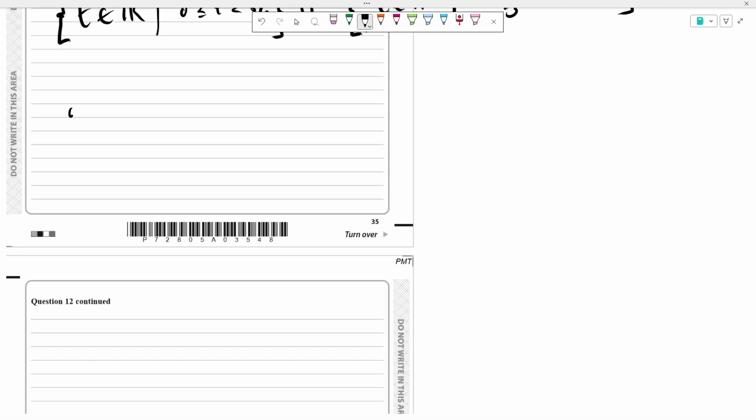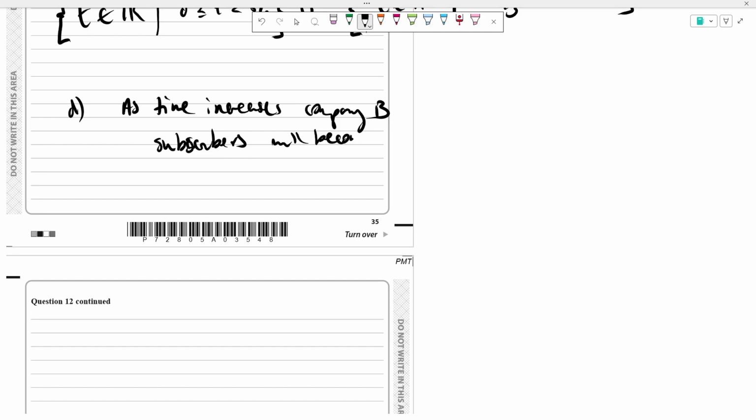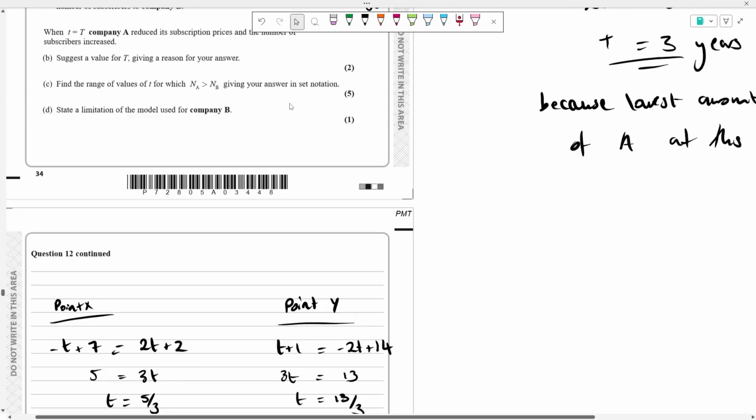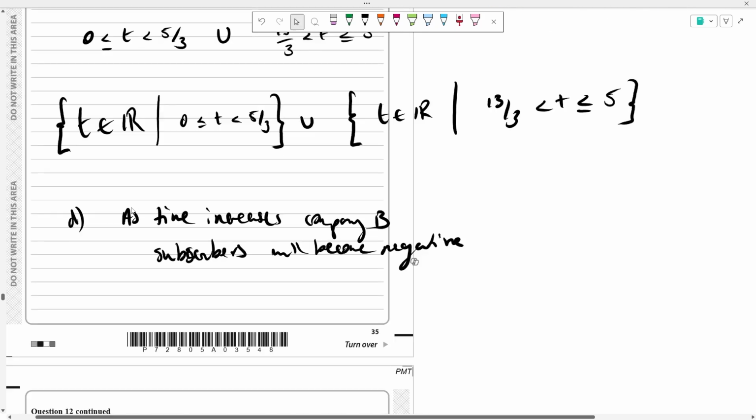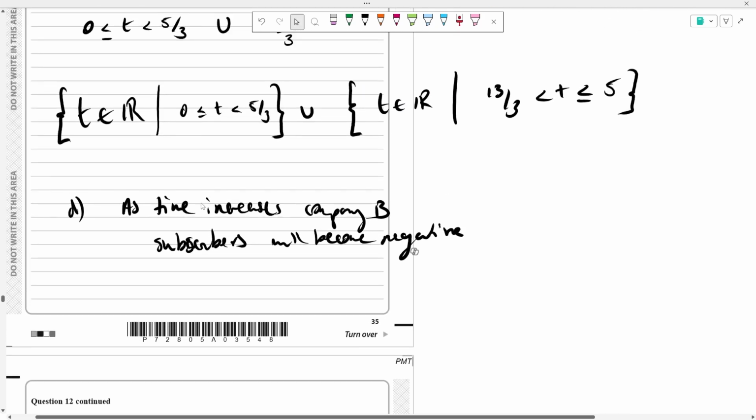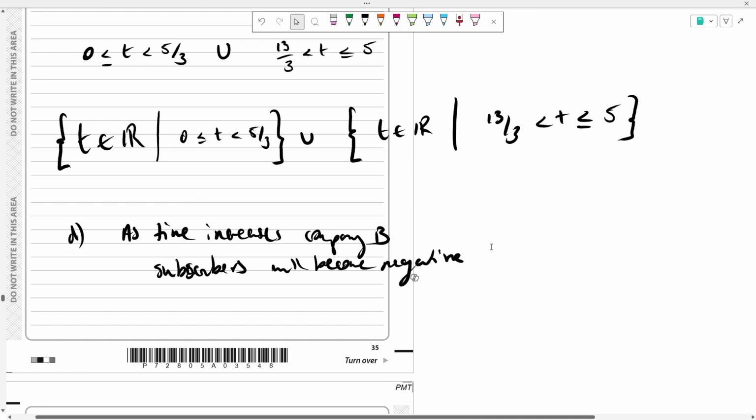So for part D, you can say as time increases, company B subscribers will become negative. Okay, and that's why this can be a limitation. Therefore, your model may not be suitable, or the model should potentially be different.